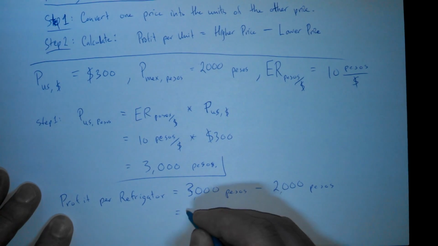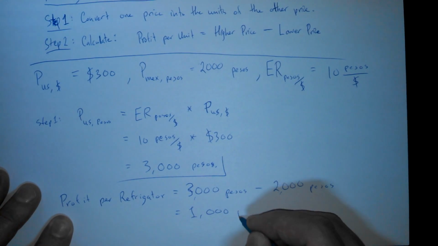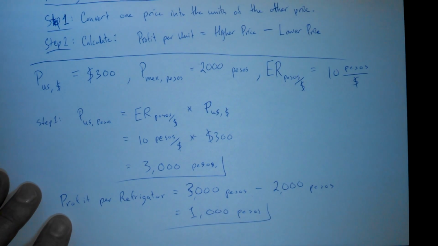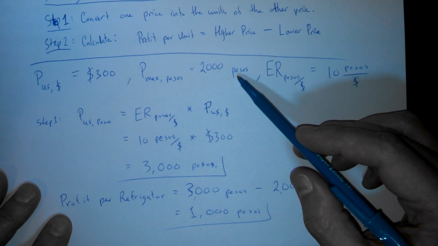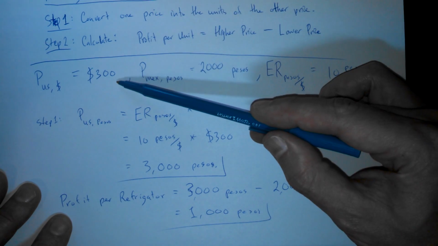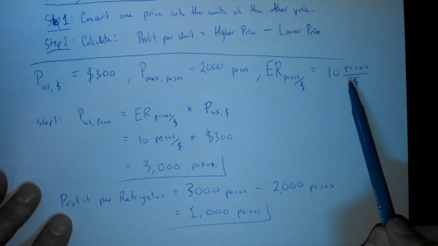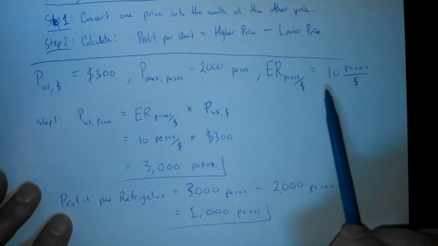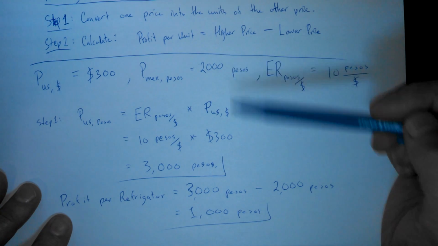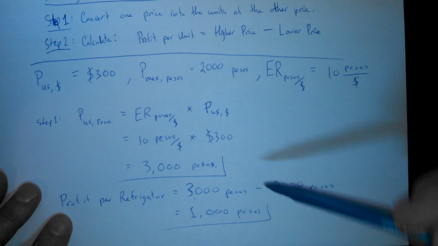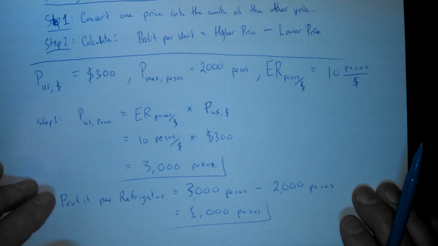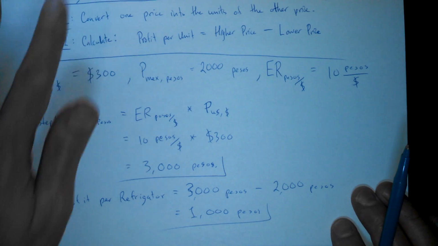So obviously you can make 1,000 pesos worth of profit by buying a refrigerator in Mexico for 2,000 pesos and then taking it across the border to the United States and selling it for $300, and then converting those $300 into pesos, getting 10 pesos per dollar, 3,000 pesos. So the initial cost was 2,000 pesos, you sell the refrigerator for essentially 3,000 pesos, and you make 1,000 pesos profit. Okay, so that's one way to do it.